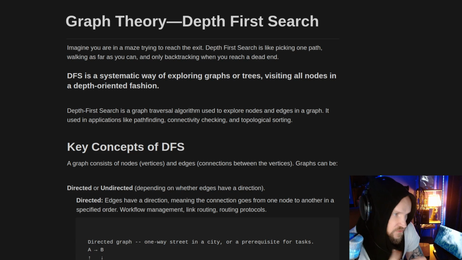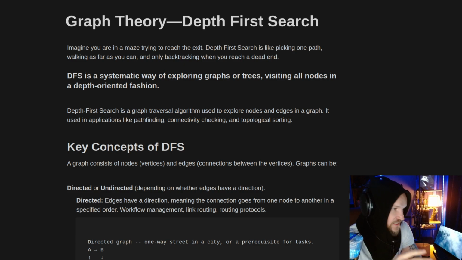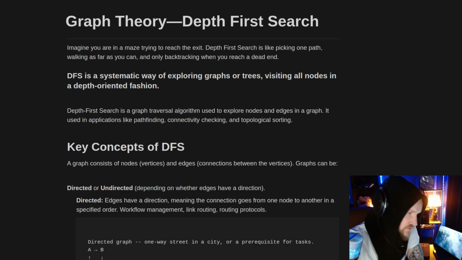It's a graph traversal algorithm, and it's used in pathfinding, connectivity checking, and topological sorting. So game logic, like mazes, that kind of thing. Social networks are probably where you hear most about this, where people are represented as nodes and stuff like that.